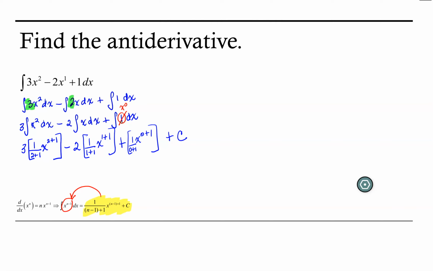Now notice here that this denominator is 3, and we're multiplying by 3, so that will become a 1. Notice that this denominator is a 2, and we're multiplying by 2, so that will become a 1. And then this fraction is a 1. So our antiderivative is 1 times x cubed, or just x cubed, minus x to the 1 plus 1, so that's x squared, plus x to the 0 plus 1, or x to the first power, plus c.